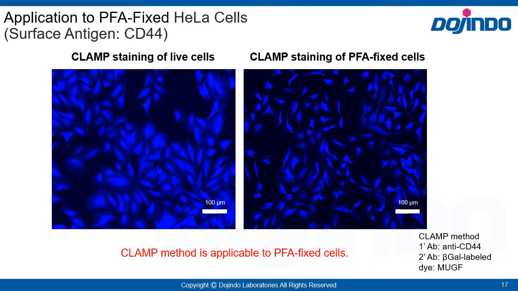Previously, we performed an experiment by staining live cells that express the CD44 cell surface antigen. Here, we repeat that staining process, except our CD44 expressing HeLa cell samples are either live or PFA fixed.